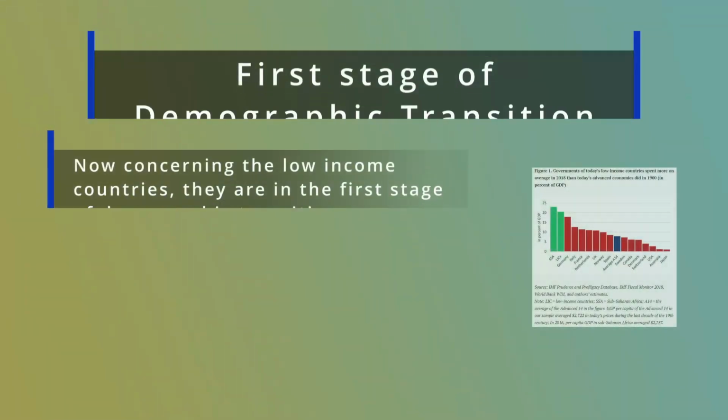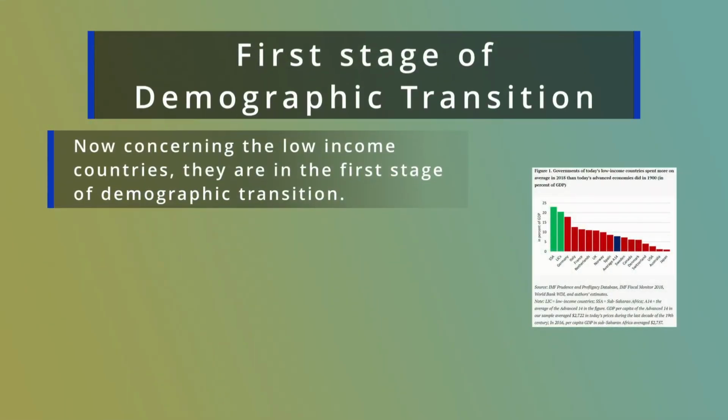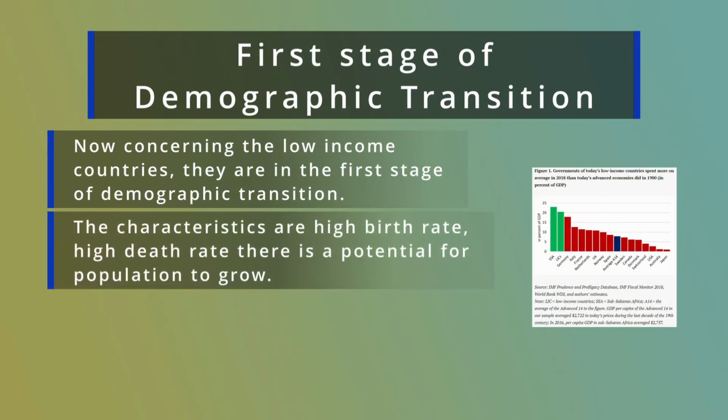These 2 countries together contribute 77% of the world's population. Now concerning the low income countries, they are in the first stage of demographic transition. What are the characteristics? High birth rate, high death rate. There is a potential for population to grow. However, in reality, the population growth rate is low. So this is the experience of all the low income countries.